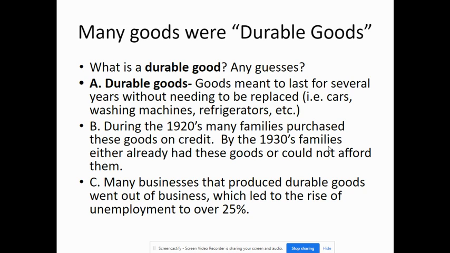So by the 1930s, when the stock market has crashed, people can't afford durable goods. So the companies that are making durable goods can no longer afford to keep people employed. They're going out of business because no one can afford the goods that they're making. Many businesses that produce durable goods went out of business, which led to the rise of unemployment to over 25%. And it's even a higher rate for minorities in the United States.